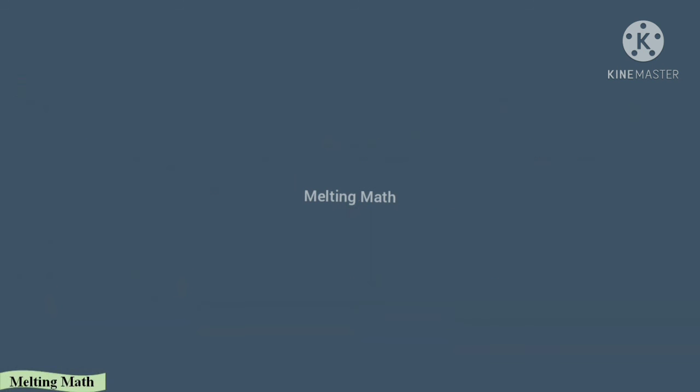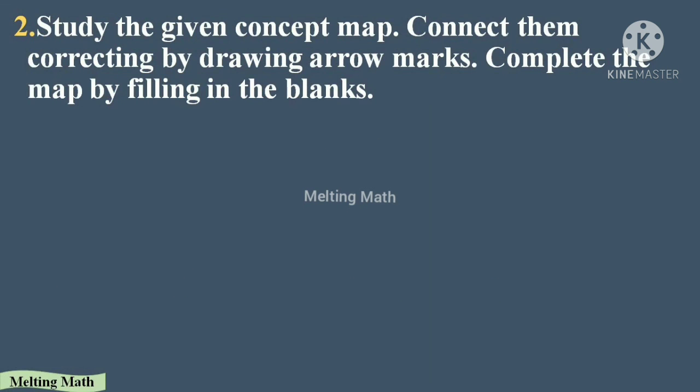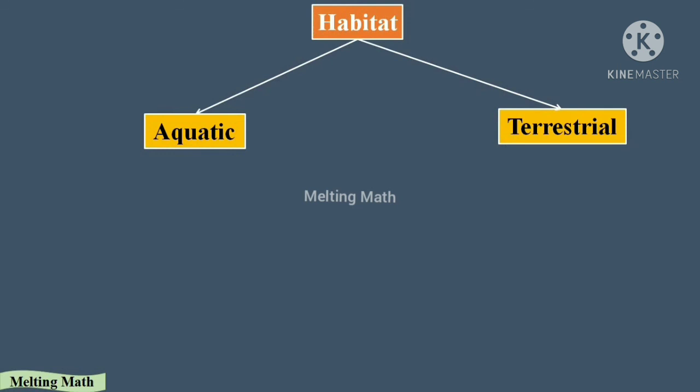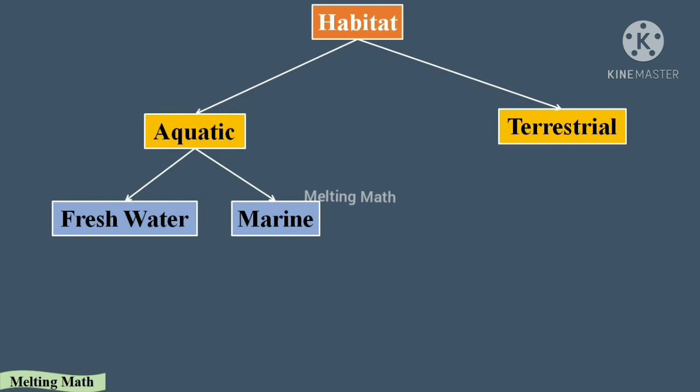Next, second one, study the given concept map, connect them correctly by drawing arrow marks, and complete the map by filling in the blanks. Okay, here they mention the types of habitats only. We already know it. The habitat is classified into aquatic and terrestrial habitat. We know aquatic habitat is fully based on the water and the terrestrial habitat is fully based on the land. After this, aquatic habitat is further classified into two types. That's freshwater habitat and the marine habitat.